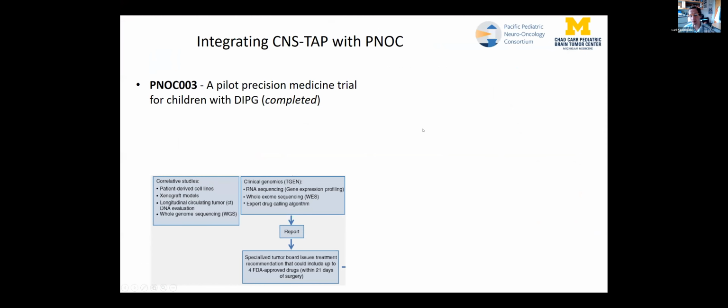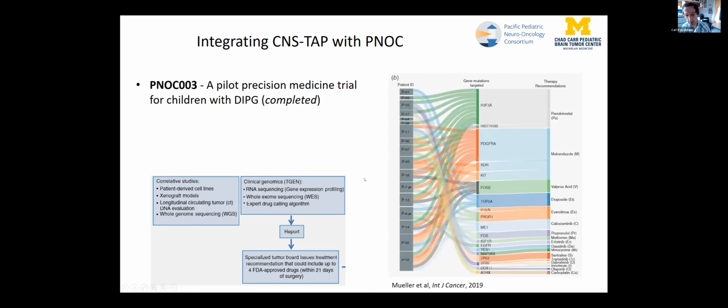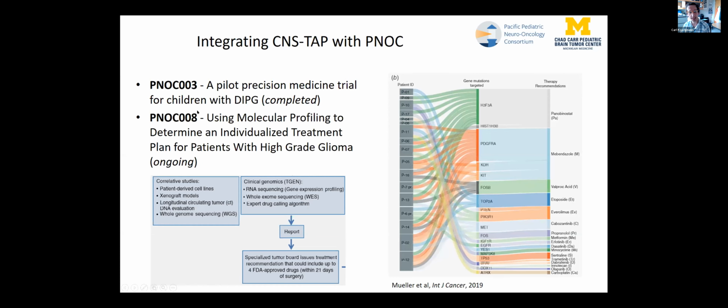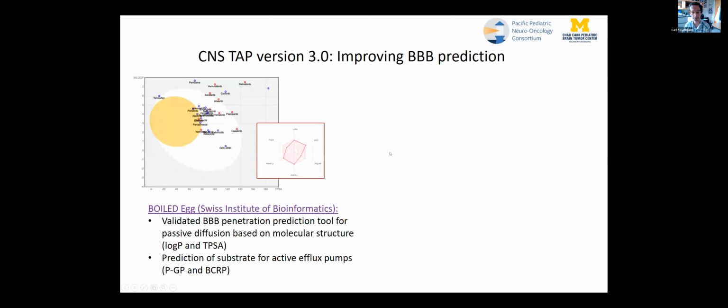So we've been doing this. As we entered PNOC a couple of years ago, or a year ago, I don't know when it was, we got wind of the precision medicine trials and looked backwards at the PNOC 03, which was closing. You guys have been sort of familiar with this, but this was in brainstem patients, and this was recently published. But then as PNOC 008 in non-brainstem patients was ongoing, the PIs of this trial asked if we could somehow integrate CNS TAP into this, which was an ongoing prospective precision medicine tumor board-based trial.